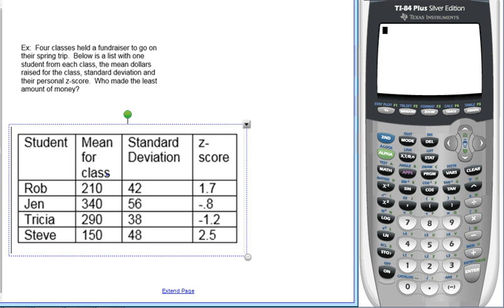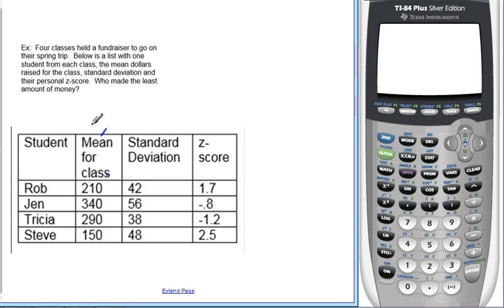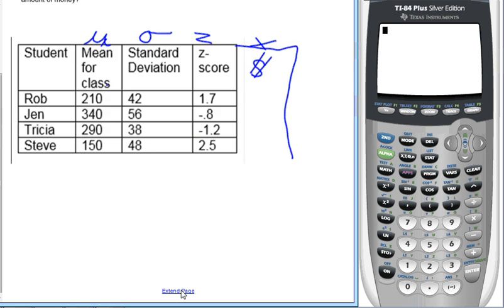All right, so now I have basically this is mean. That's that. Standard deviation, and I have the z-scores. What I don't have are their actual amounts of money here. I don't have x. That would be the money. So we're going to find x for all of these. So again, we have to think about our formula here. My formula is z equals x minus the mean divided by the standard deviation.